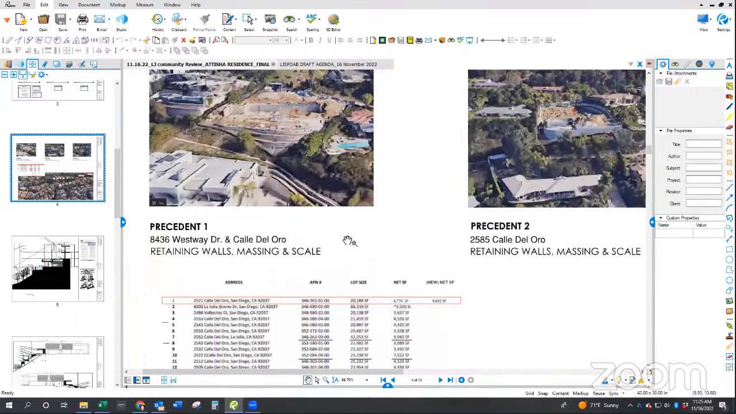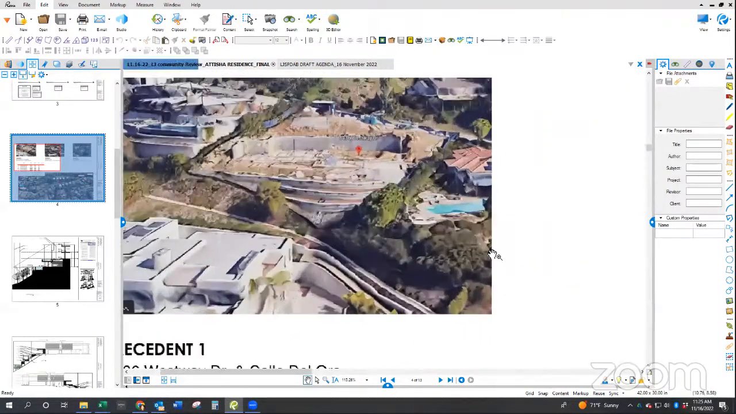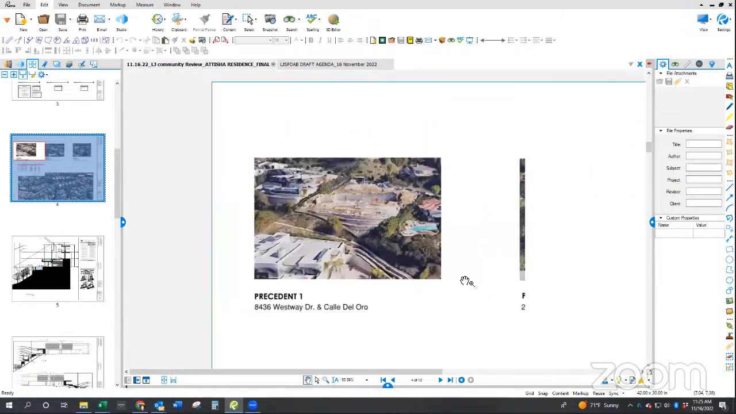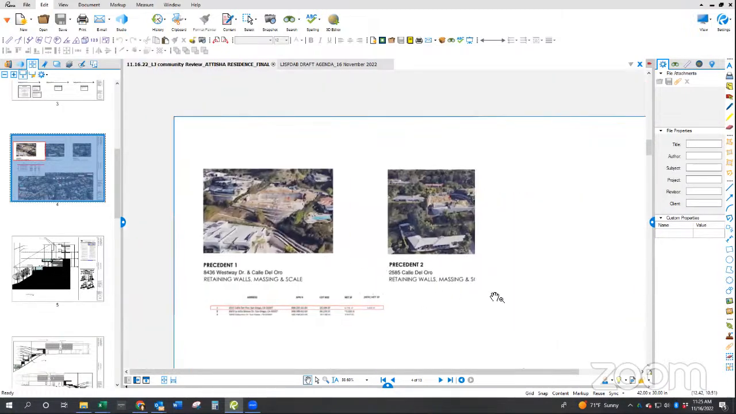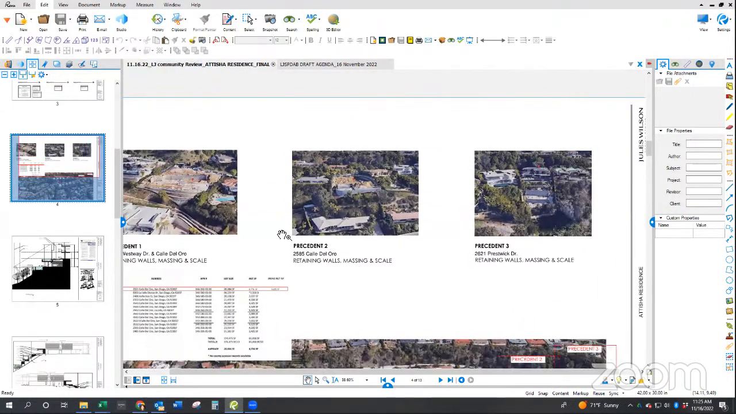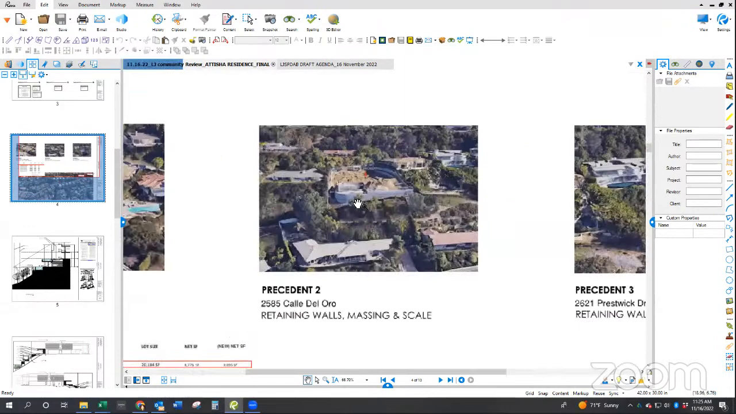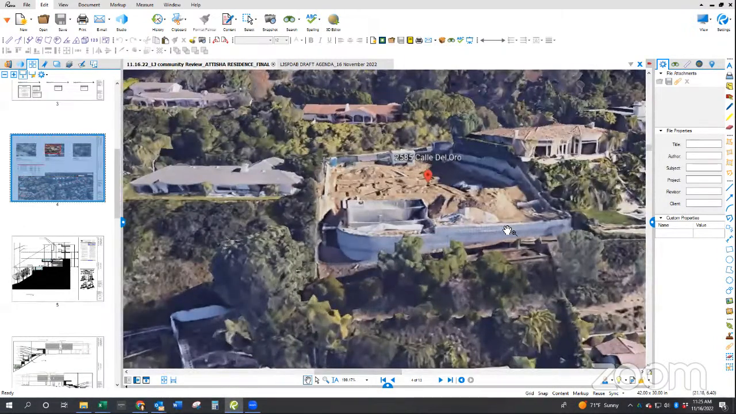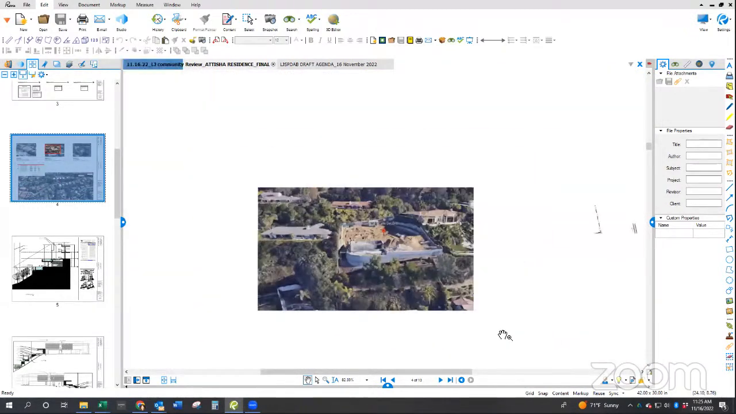But if I zoom in here, you can see a large project, large retaining walls, substantial use of the site beyond what we are proposing. Our precedent number 2 is 6 houses down from our site. And you also see here very large retaining walls and substantial use of the site beyond what we are proposing.